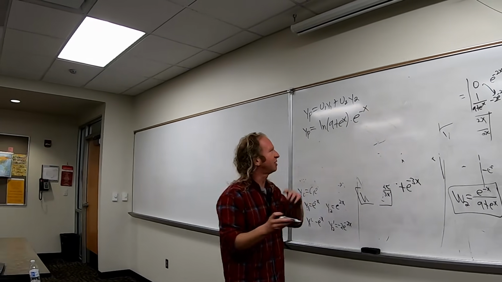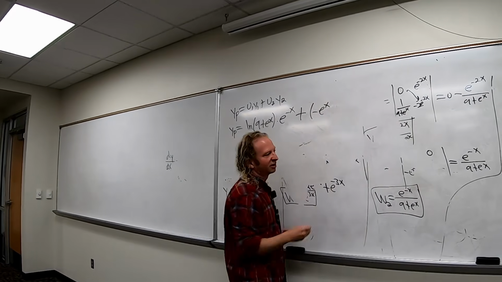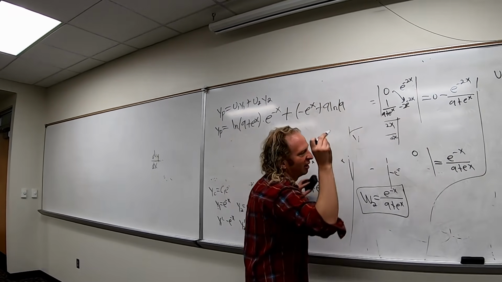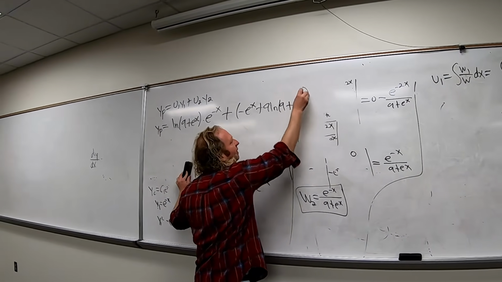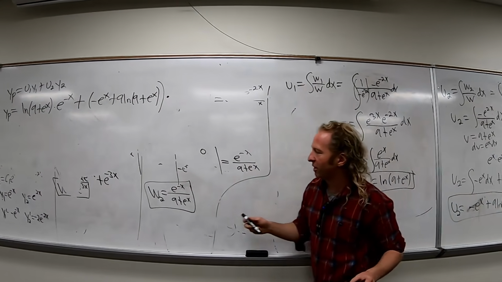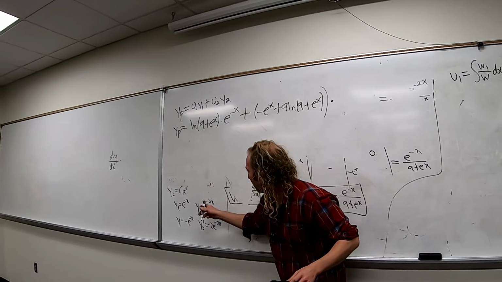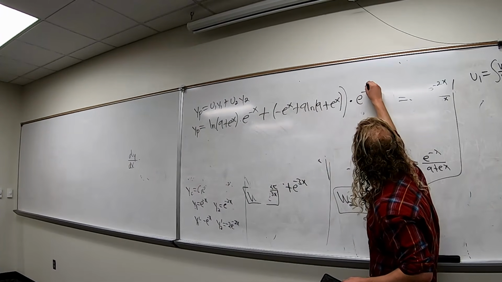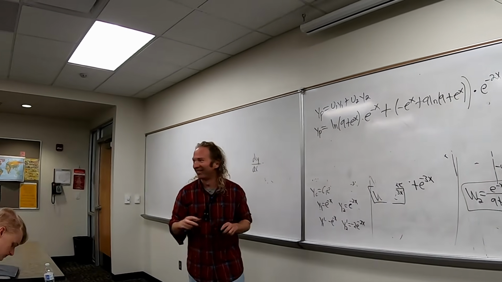u2 is that ridiculous thing we found earlier. So parentheses, negative e to the x plus 9 ln 9 plus e to the x, times, and then y2 is here. It's e to the, was it 2x or negative 2x? I think it was negative 2x. It was negative 2x, yeah. So that's yp. That's the yp.